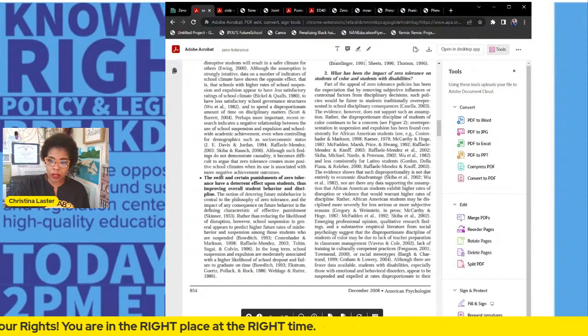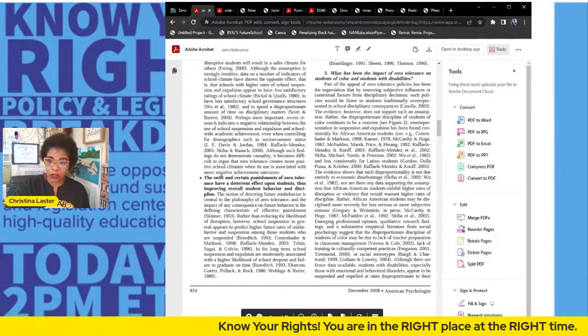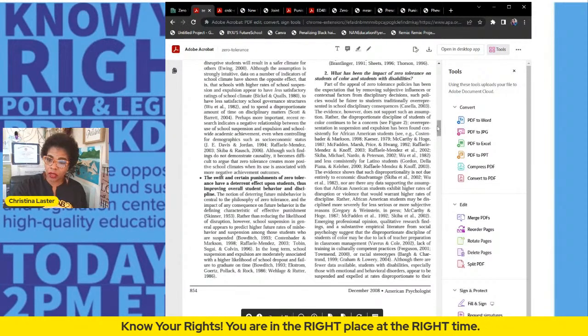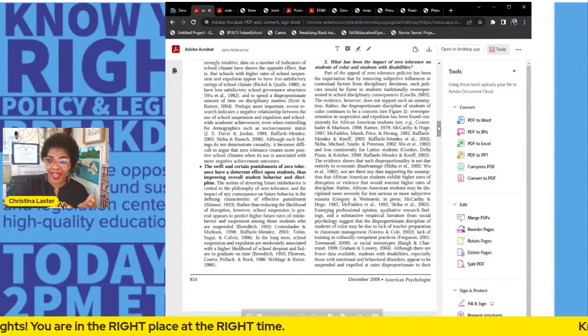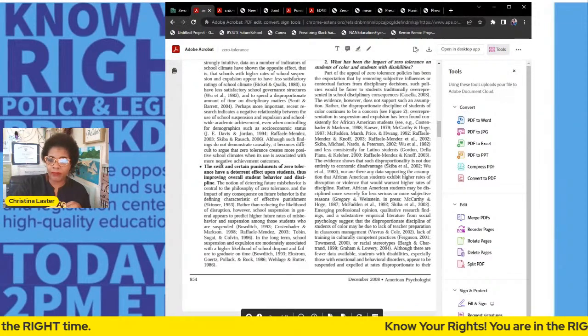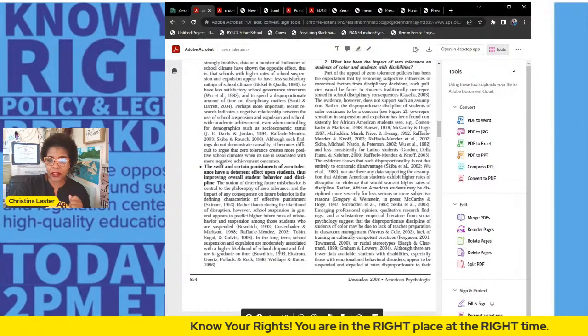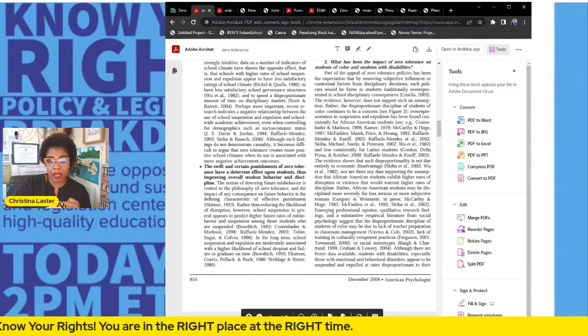Overrepresentation in suspension and expulsion has been found consistently for African American students, less consistently for Latino students. That may have changed. I'm going to go to some recent other information that is underway currently as we speak. And the evidence shows that such disproportionality is not due entirely to economic disadvantage.